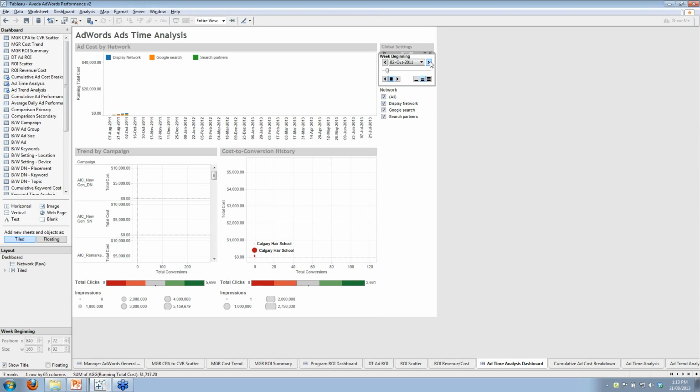So let's keep on moving through here. You'll notice the numbers keep getting larger and larger on these. So this synchronizes all of these dashboards, so you can play back your activity over time. And this is usually pretty helpful.